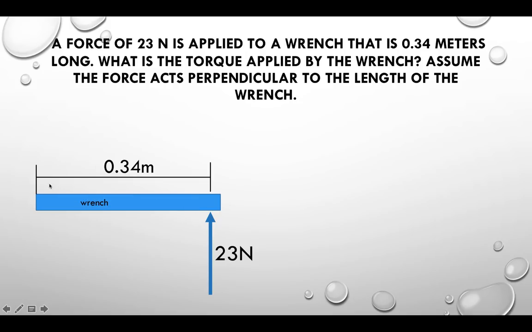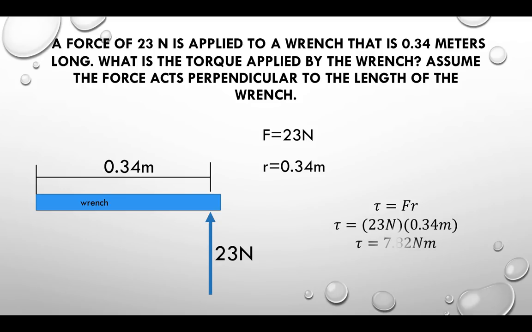And the distance from the pivot point, we're assuming the pivot point is at the end of the wrench, is 0.34 meters from the force to the pivot point. So what we know: force equals 23 newtons. We know that the radius is 0.34 meters. So here's the work. Torque equals force times r. There's the formula. Substitute in what you know. Torque equals 23 newtons times 0.34 meters. So the torque you're applying to that wrench is 7.82 Newton meters.